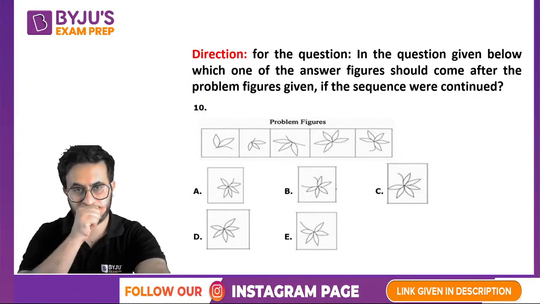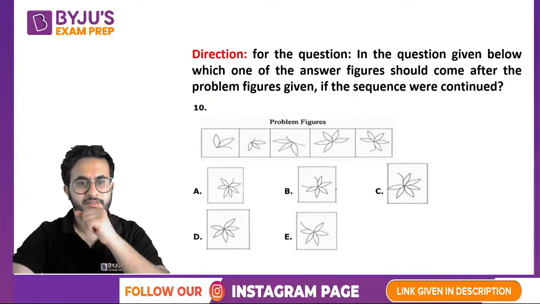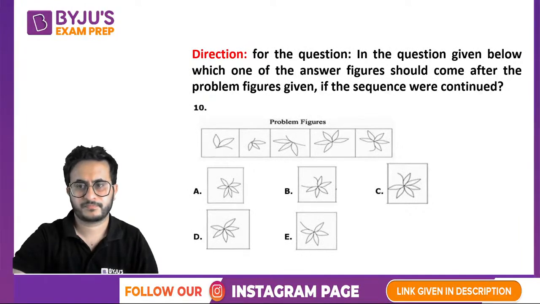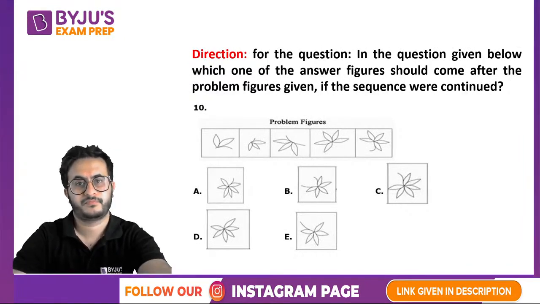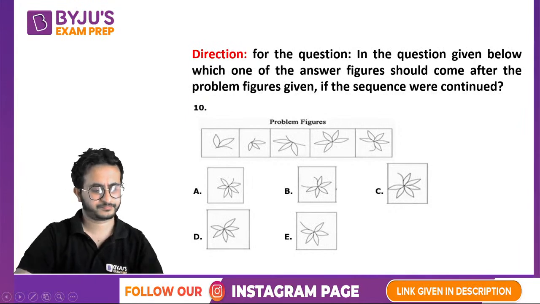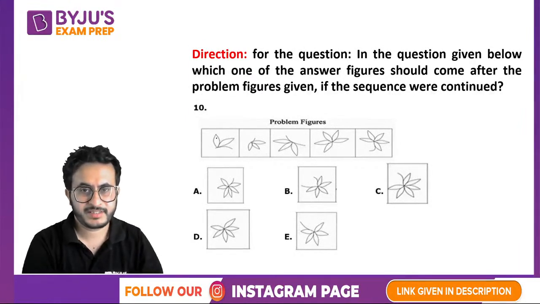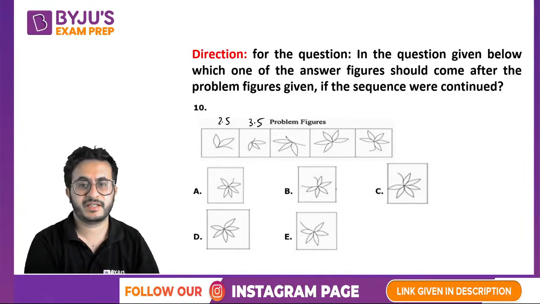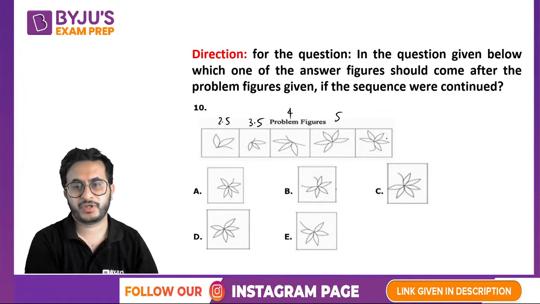How many petals will be there in the next image? So now let us see this. This is 2.5. So 2.5. This is 3 complete and half. So 3.5. This is 3 complete and 2 halves, so you can call it 4. This is 5 complete. Okay, this is 1, 2, 3, 4, 5 petals complete, 5.5.